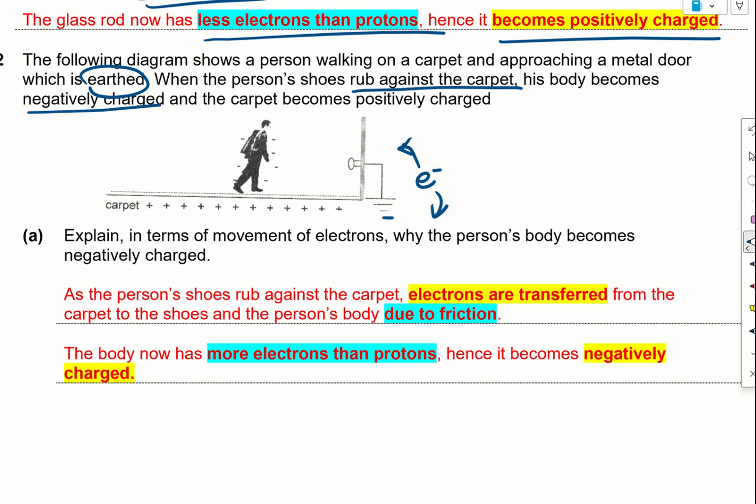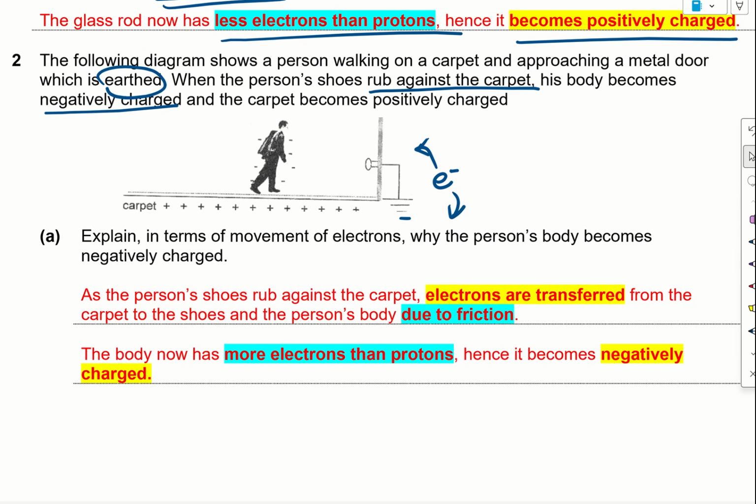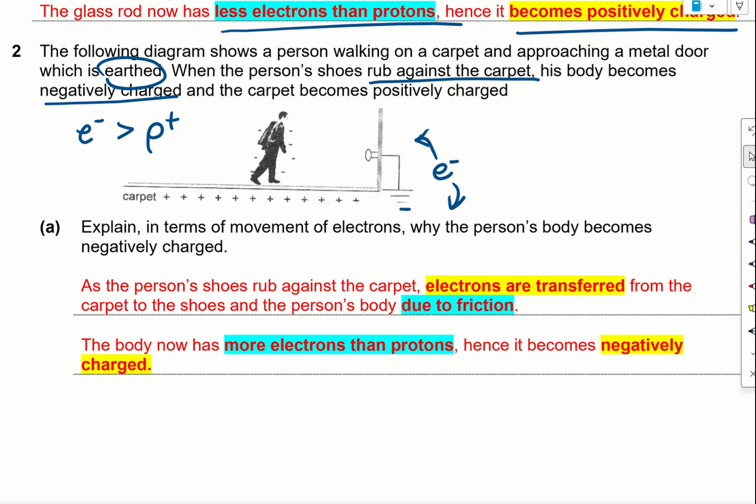Again, you do not need to memorize whether object A or B becomes negative. They are telling you that his body becomes negatively charged. So straight away, I can say the number of electrons is more than the number of protons. And the carpet becomes positively charged. That means the number of protons is more than the number of electrons.